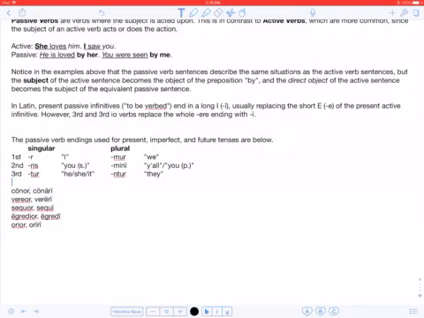So deponent, let me just write this for you, deponent. Okay, this means that they look passive, but they translate active.